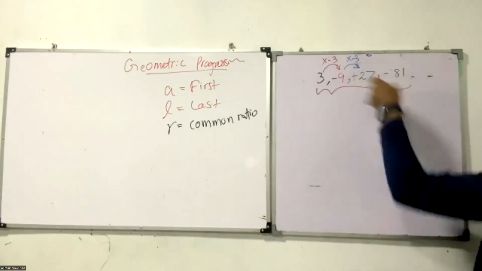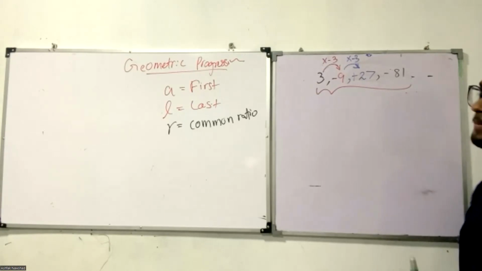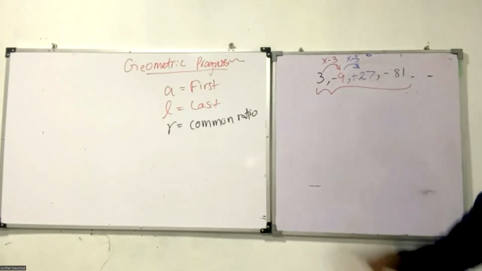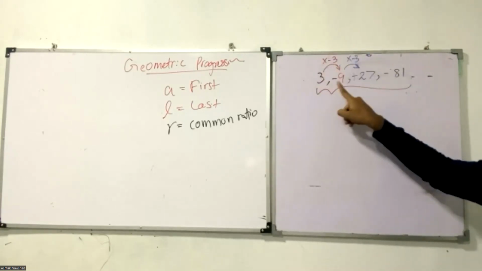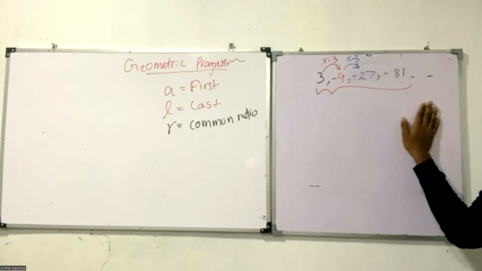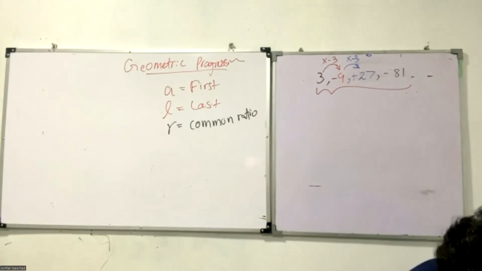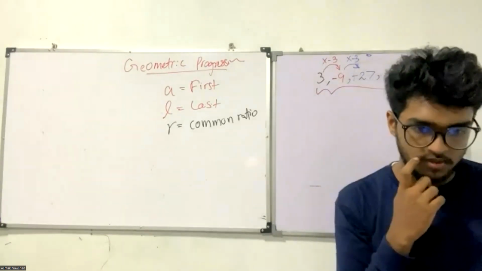This is something unique in geometric progressions. So if the ratio is minus, all the terms won't become minus terms. It's a bit tricky. Yes, somebody has a question. What is it? You can post your questions.